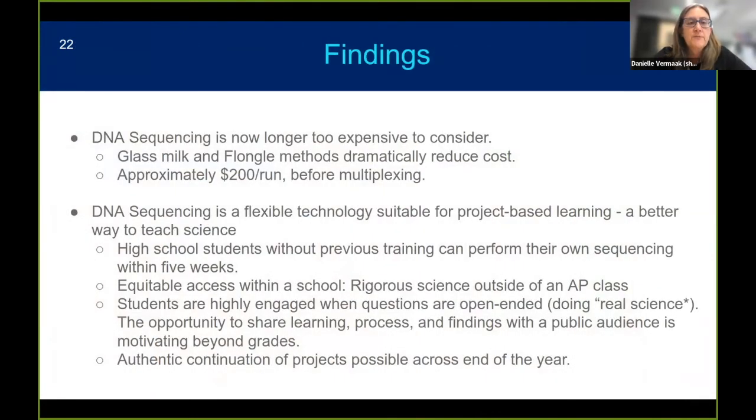Just to summarize our findings, two major take-homes. First, DNA sequencing is no longer too expensive to consider. Glass, milk, and fungal methods dramatically reduce the cost. And DNA sequencing is perfect for project-based learning, which is a better way to teach science because, using all the content, students get to propose and ask their own open-ended questions. So they're doing what they call real science.